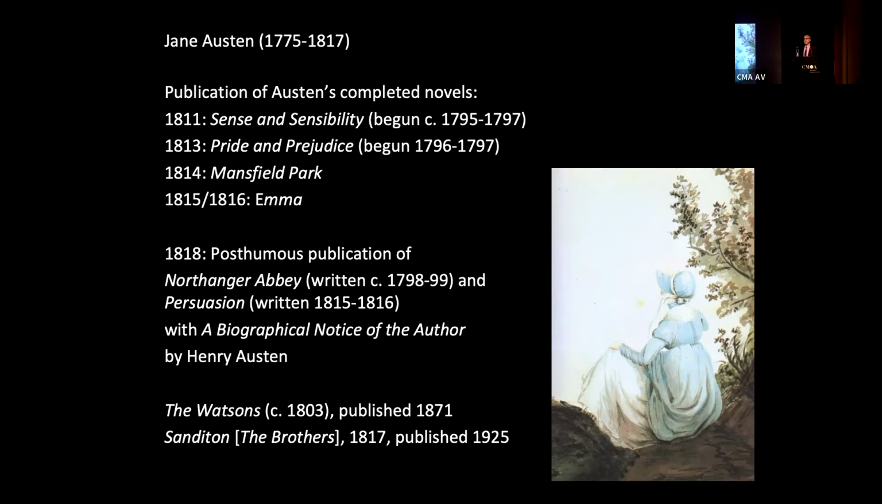Sense and Sensibility and Pride and Prejudice, or rather the novels that became the novels of that title, really began in the mid-1790s. Austen was writing them at that time, but she revised them and finally published them during the 1810s, during the Regency era proper.